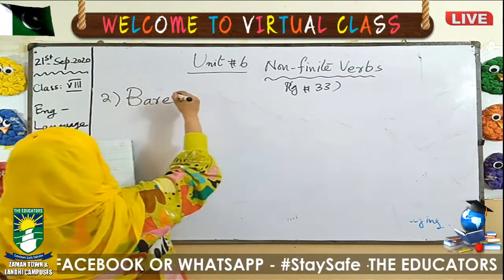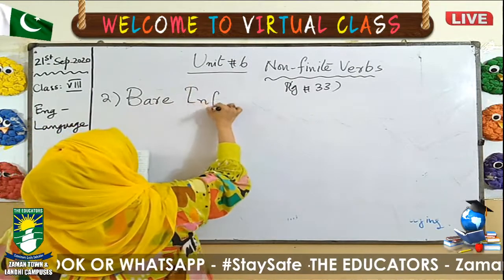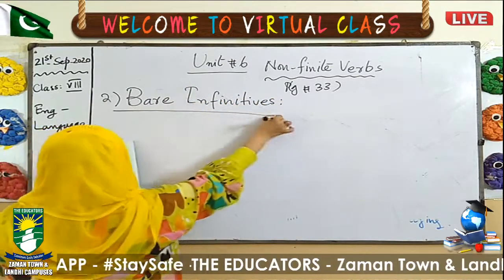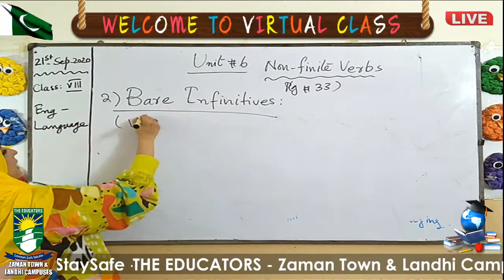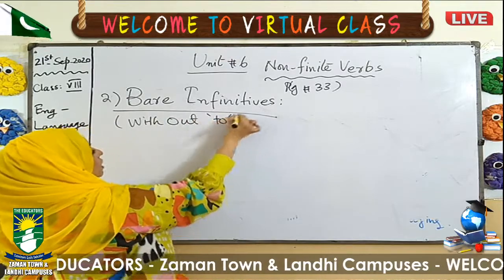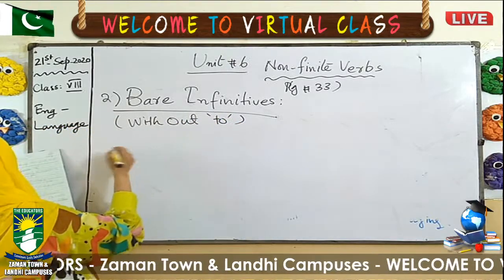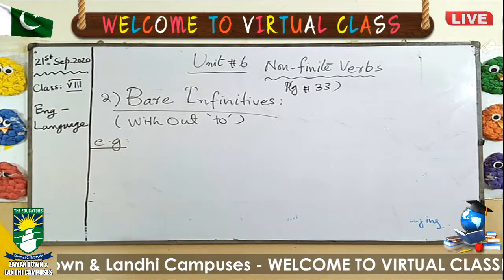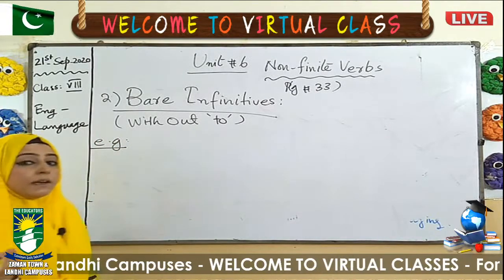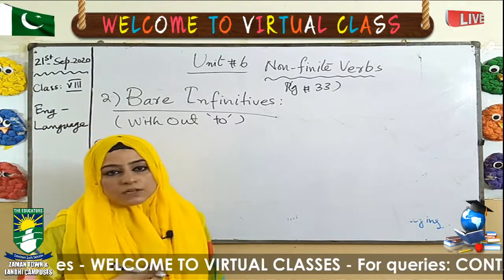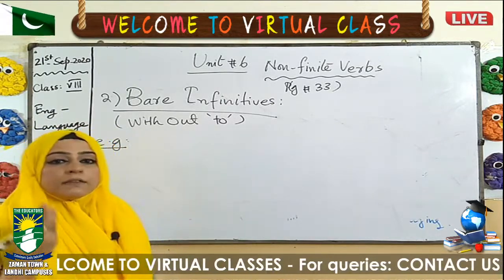Number second is bare infinitives. Now what are these? The identification is without to, without the preposition to. The form of the verb in the sentence without the preposition to. If you have this, which kind is it? It would be bare infinitive. If you are asked to define which kind of infinitive has been used here, as we are learning three main kinds, okay?